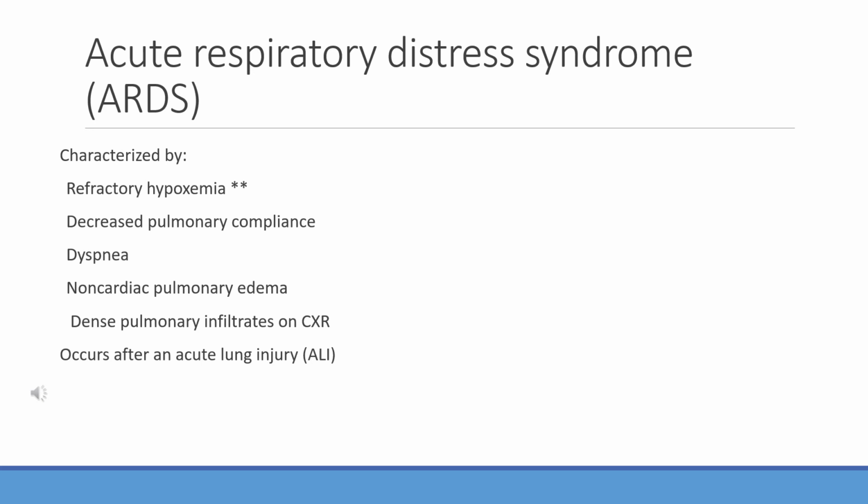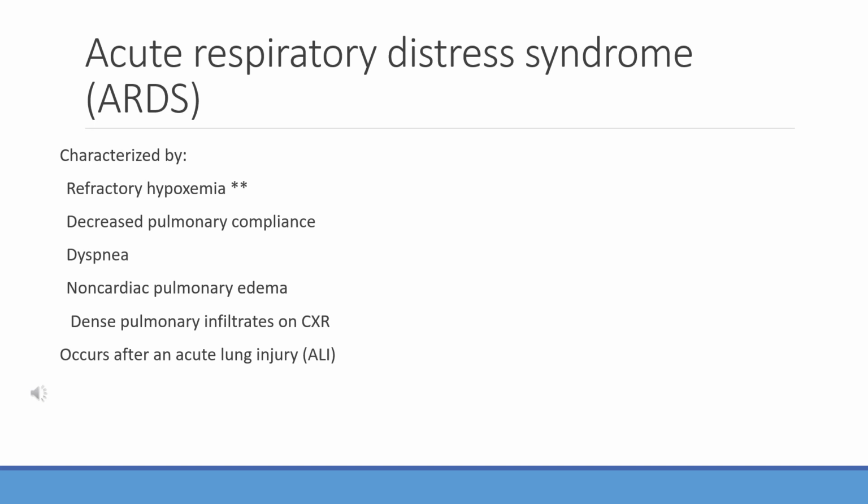Now we're going to talk about acute respiratory distress syndrome, or ARDS. ARDS is an acute respiratory failure. The umbrella term acute respiratory failure is the top umbrella area, and ARDS, acute respiratory distress syndrome, falls under acute respiratory failure. With that being said, there are certain characteristics that ARDS has.